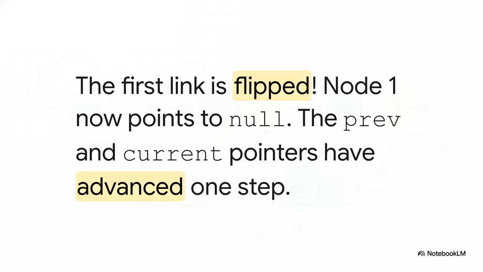All right, let's do the first one nice and slow so you can really see what's happening. Step 1, we save node 2 in our next pointer so we don't lose it. Step 2, we reverse the link. Node 1's pointer now points back to prev, which was null. Boom, done. And finally, steps 3 and 4, we just slide prev up to where current was and move current to the node we saved. 1 down, 2 to go.